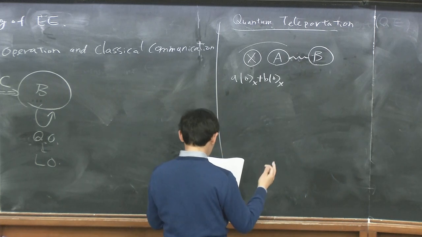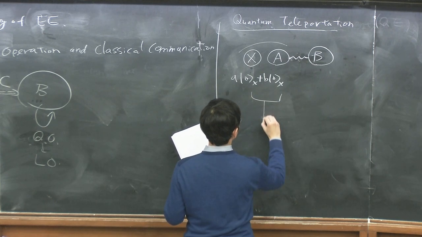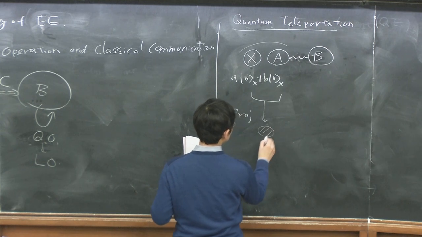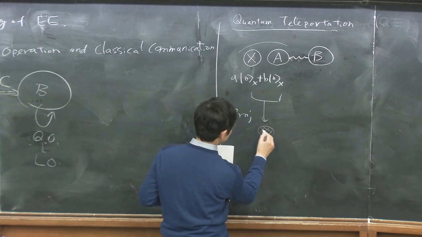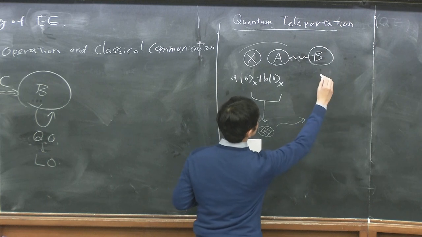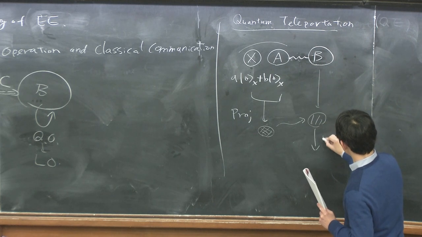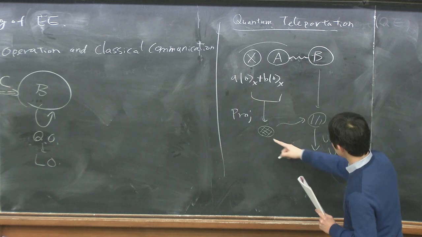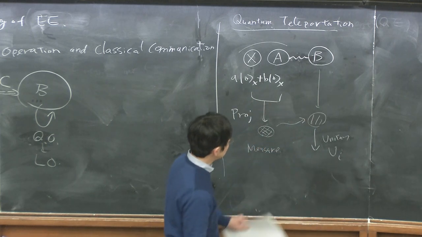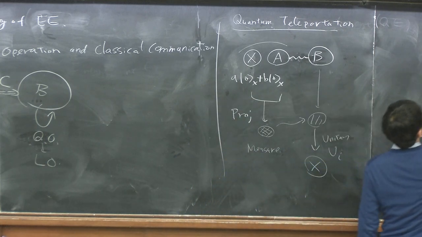This is very easy from the viewpoint of quantum mechanics. The idea is to do some projection measurement here. Then we get some state, and we can understand what state we get here. Then we send this information to B, and after some unitary transformation depending on the outcome of this measurement, there are actually four possibilities, we recover the state x. So that is the simple procedure.